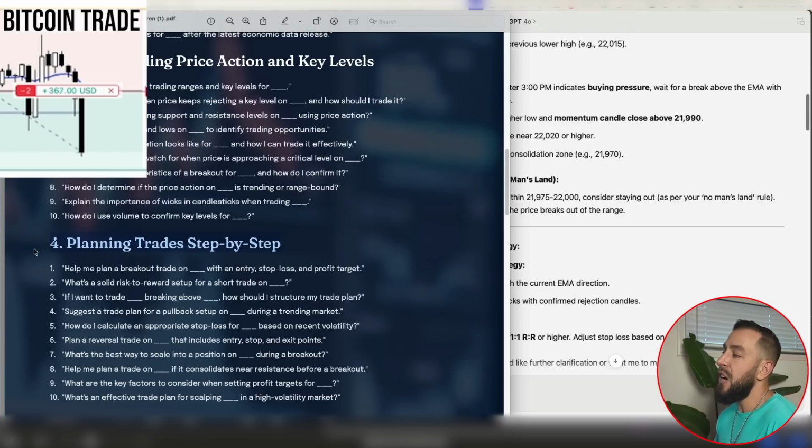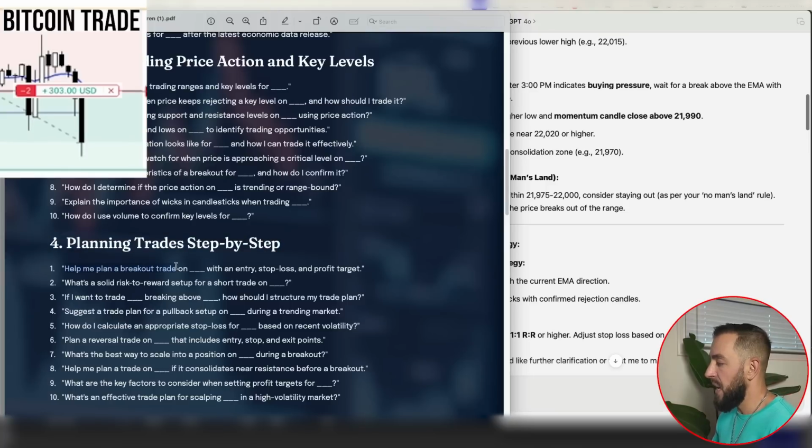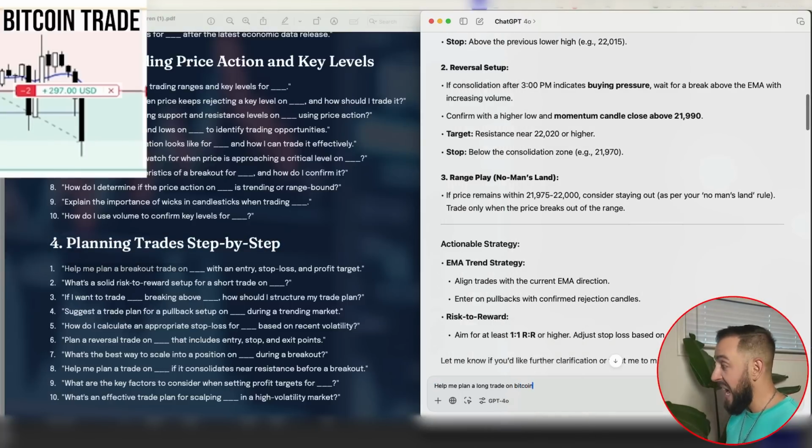Let's say you're planning a trade for Bitcoin, bullish. Instead of just jumping in long, let's ask ChatGPT what we're considering and see what it tells us, and let's have it help us with the plan. So this will be the first prompt. Help me plan a long trade on Bitcoin. Let's just say that and see what it does.